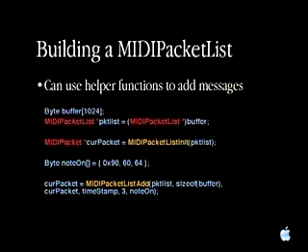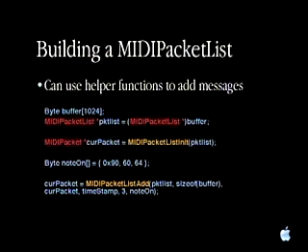And because these variable length structures are a little annoying to deal with, we've also provided some convenience functions for when you're building them up. There's MIDIPacketListInit and MIDIPacketListAdd. The way they work in this example, we're creating a 1K buffer on the stack and casting it to a MIDIPacketList.